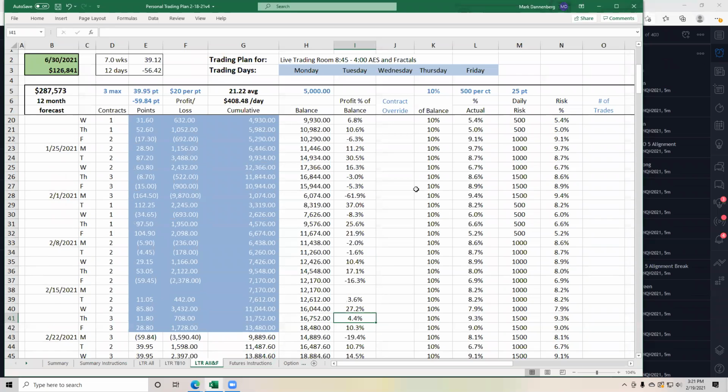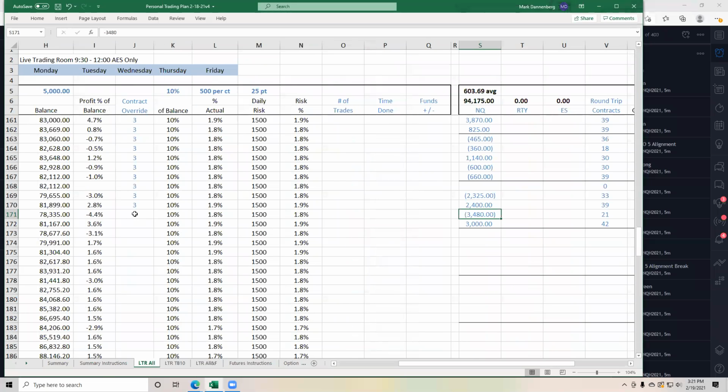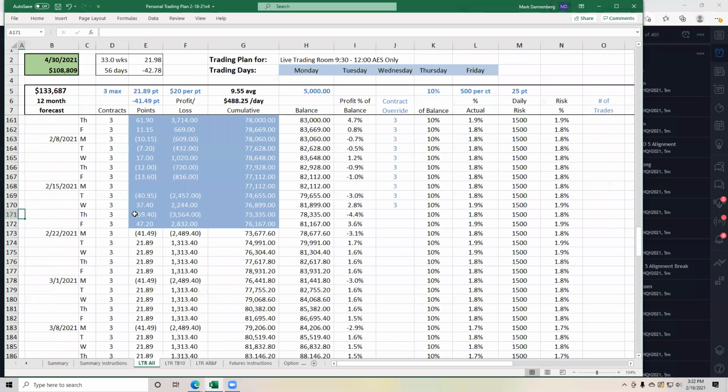All right, so one last thing here. Go back to our 9:30 to noon. Generally, once I've entered everything, I go to the contract override field and I lock in the number of contracts. I do that so that if we start to project forward and I decide I want to change the number of contracts I trade going forward, it won't go back and change anything in our history.